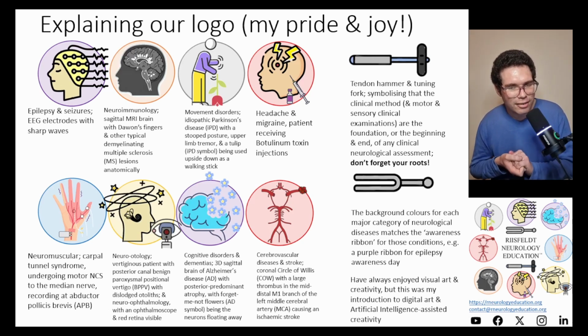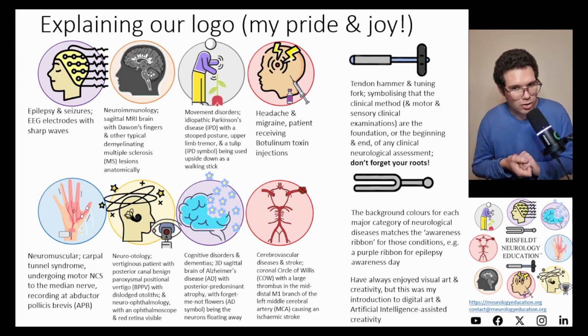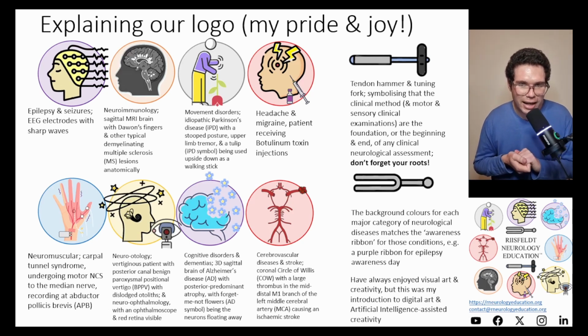And finally, the last icon is one to represent cerebrovascular diseases and stroke. So, of course, I chose a circle of Willis in coronal view, demonstrating a large juicy thrombus in the mid to distal M1 branch of the left middle cerebral artery, which is unfortunately for this person causing an acute ischemic stroke.